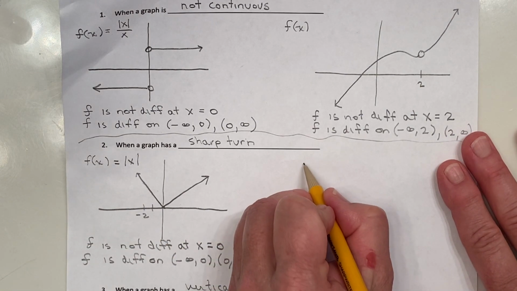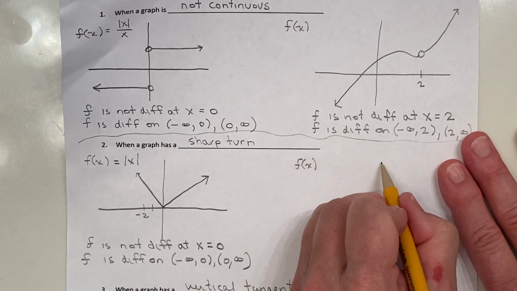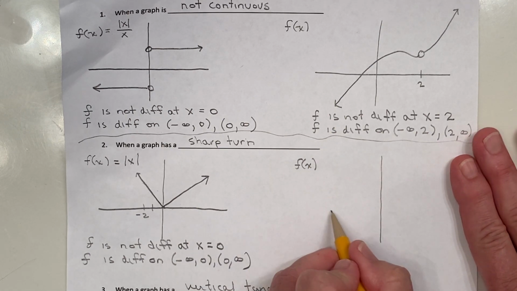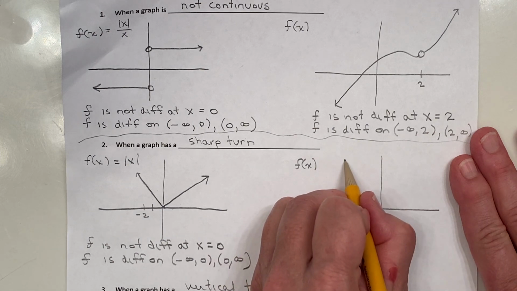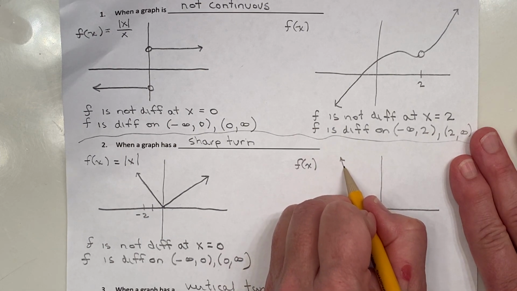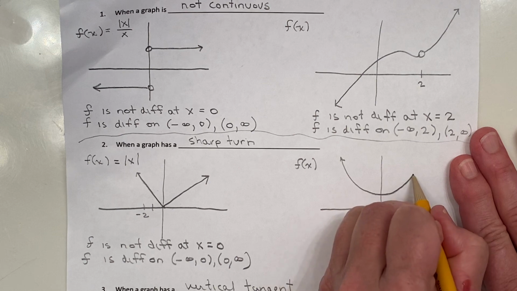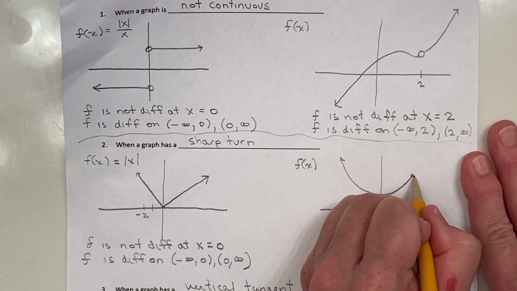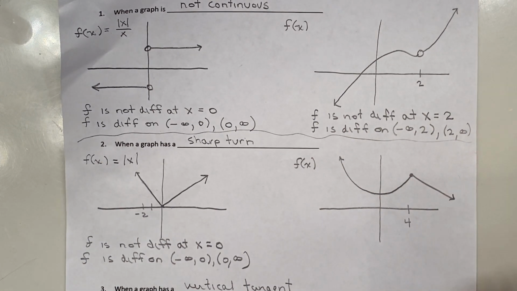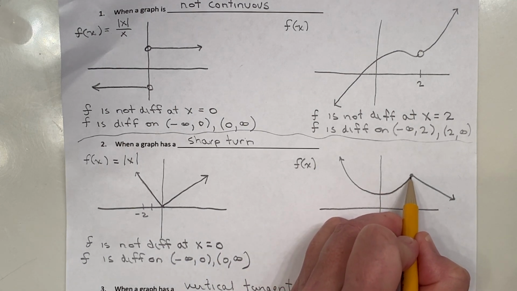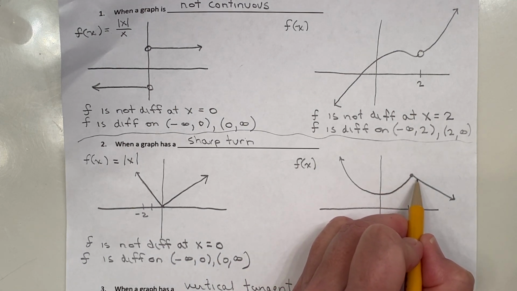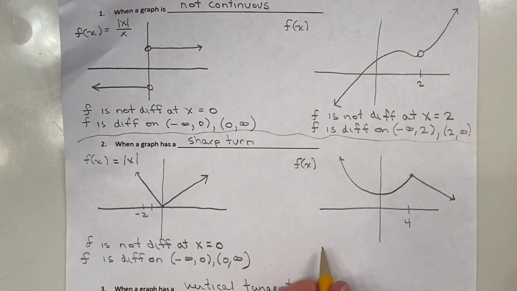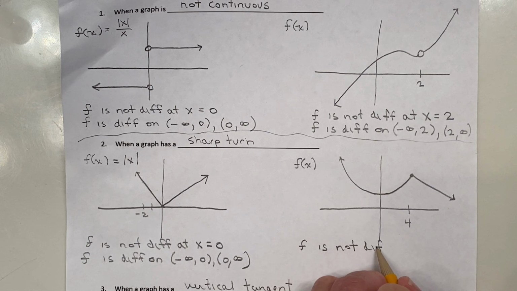All right, let's look at another graph that might have a sharp turn. I'm just labeling them all f of x. Let's say that we had a piecewise function and perhaps the graph starts out maybe parabolic, but right here at x equals 4, the graph decides to become linear. It's continuous, but we have that sharp turn right there at x equals 4. The slope from the left is some positive number, and then all of a sudden it's some negative number here. So f is said to be not differentiable at x equals 4, etc.